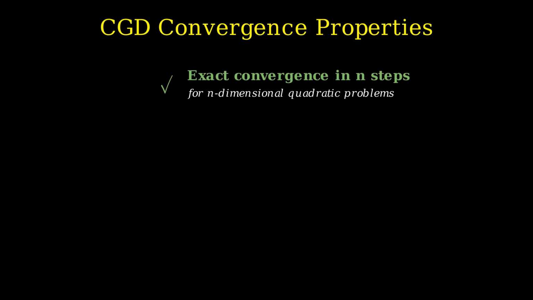For an n-dimensional quadratic problem, CGD is guaranteed to find the exact solution in at most n steps. Not approximately, exactly. This is because we're searching along n mutually conjugate directions, which form a basis for the entire space. Each step solves the problem completely in that direction.